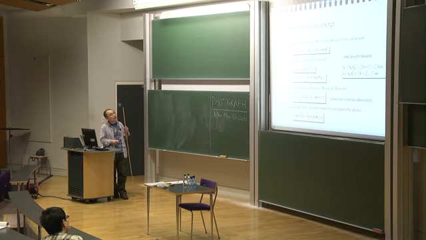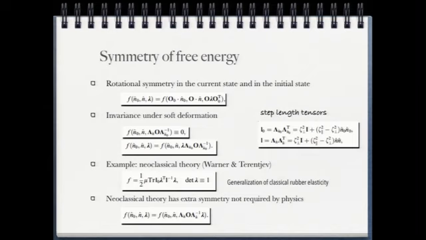Now, if we construct the free energy correctly, it must satisfy certain symmetries. First is global rotational symmetry, in the current deformed state and also in the initial state. So the elastic energy, assuming uniform deformation, is a function of n0 and n, the directors in the undeformed and deformed states, and the deformation gradient. If we rotate both states properly, we get the same free energy. It should also be invariant under soft deformations: if you take a ground state and do a soft deformation, the free energy is zero.